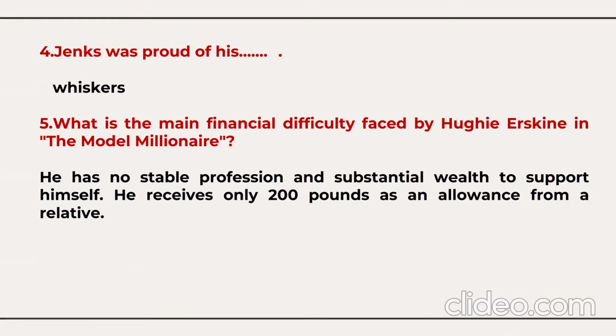What is the main financial difficulty faced by Hughie Erskine in the story The Model Millionaire? Hughie Erskine has no stable profession. He doesn't have substantial wealth to support himself. He receives only £200 as an allowance from a relative.